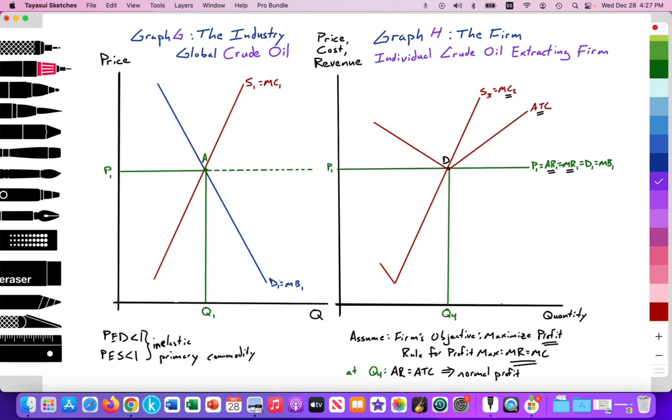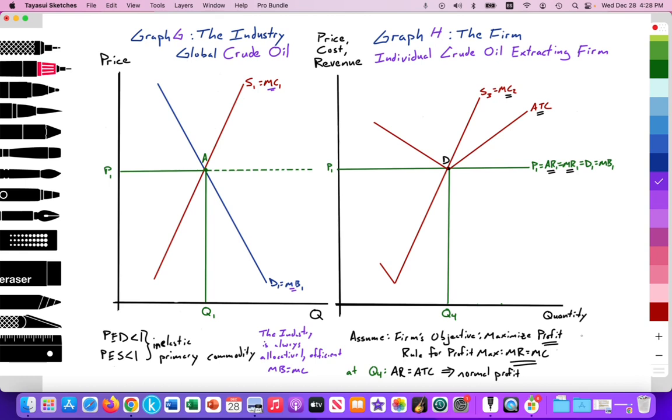In the industry, it's always allocatively efficient in theory. Because it's simply supply and demand and they're intersecting, we see that the marginal benefit is equal to the marginal cost. That MC here is equal to MB. So whatever shifts, it's going to be allocatively efficient.